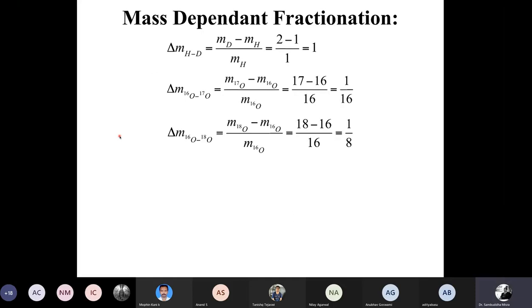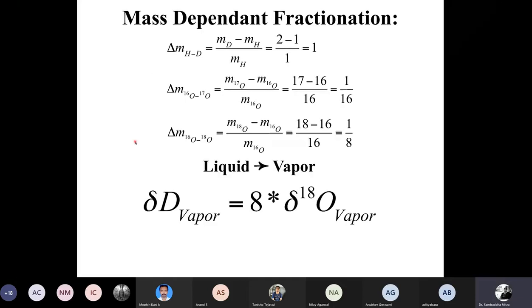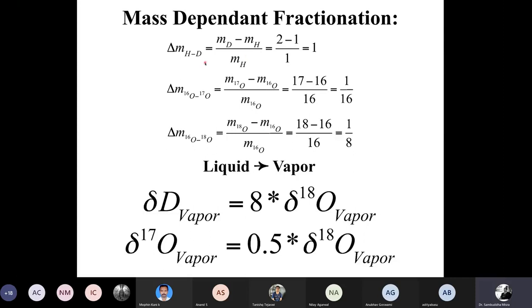Mass-dependent fractionation is something that follows simple mass-dependent rules. For example, the relative mass difference between hydrogen and deuterium is 1. Oxygen 16 and 17 is 1 by 16. Oxygen 16 and 18 is 1 by 8.